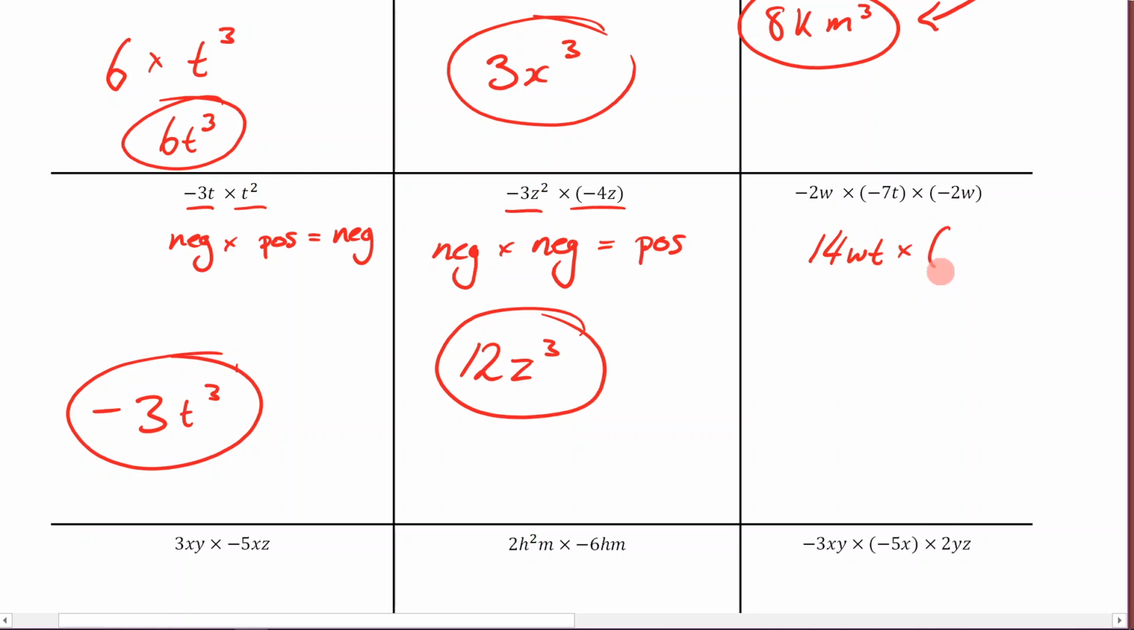Now I'm going to multiply that by negative 2w. Now when I'm multiplying a positive, which this one is, and a negative, I know my answer is going to be negative. 14 times 2 is going to be 28. Then I have two w's, so it's going to be w squared and then t.